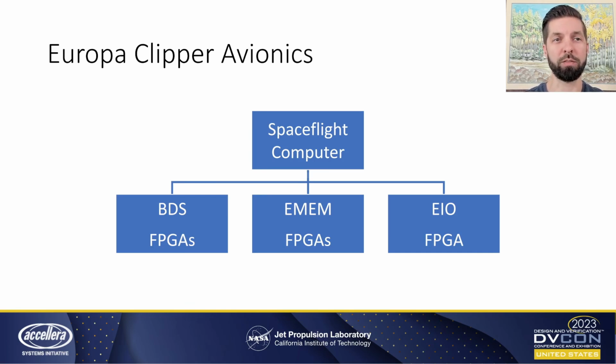This is a high-level overview of the Europa Clipper computer system. At the top, we have the spaceflight computer, which is connected to several boards that have one or more FPGAs. These FPGAs offload various functions from the processor, including the collection and storage of science data, firing thrusters, turning reaction wheels, and providing communication with Earth.